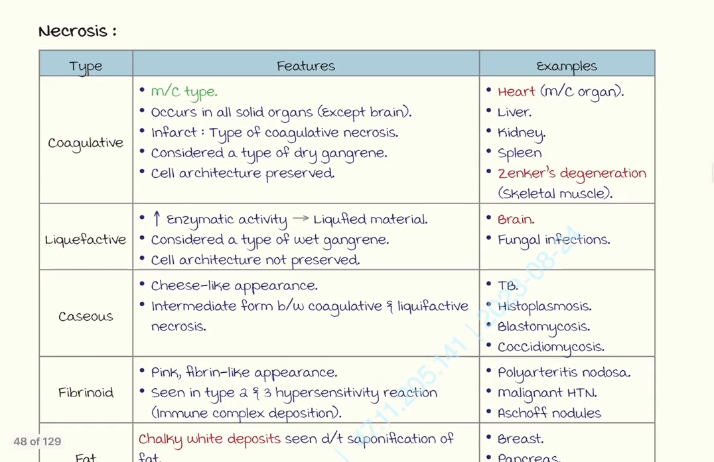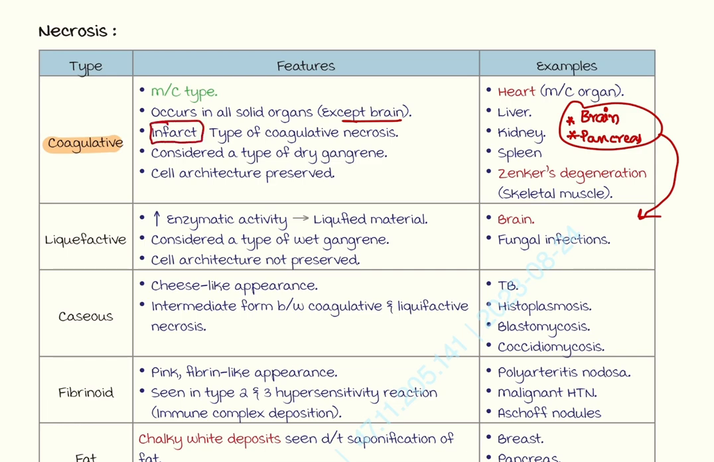Necrosis. So we have many kinds of necrosis here. First is coagulative necrosis. Please remember, it is seen in every solid organ except brain and pancreas. So except your brain and pancreas, it is seen in other solid organs. Here you will not see liquefactive necrosis, except in brain, and this is in fact very important.